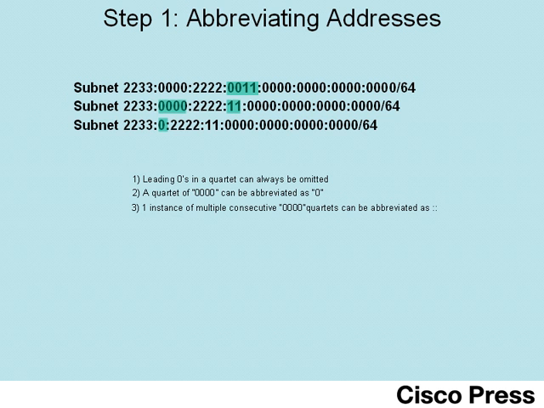In other words, there's nothing in between the colons. So as you see here, we can shorten this subnet number to 2233:0:2222:11, and then 2 colons. With only one such instance in the number, a device can figure out, oh, I'm missing 4 more quartets, so obviously I need 4 quartets of all zeros here.